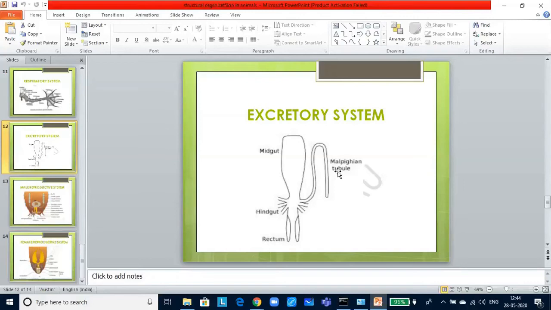Now, if you look at the nervous system, it consists of a series of fused, segmentally arranged ganglia joined by paired longitudinal connectives on the ventral side. Nervous system is spread throughout the body. Now, let us look into the reproductive system.